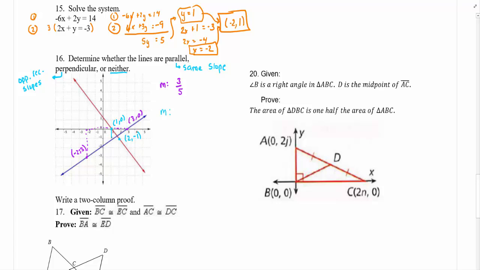Here it looks like I'm going down 1, right 1. So this would be a neither, because they are not opposite reciprocals. Again, basically I'd be asking myself, if these were perpendicular, if I got 3/5, I better have negative 5/3. And I don't, right? So this is neither. That'd be your perpendicular slope. Obviously if they're parallel, they'd be the same number, and they're not.